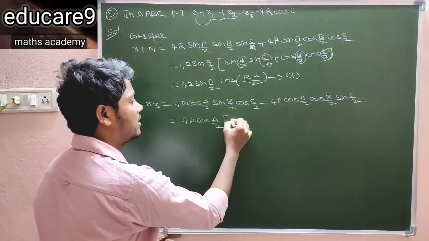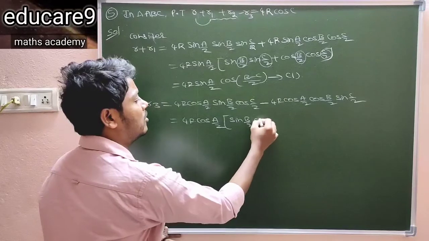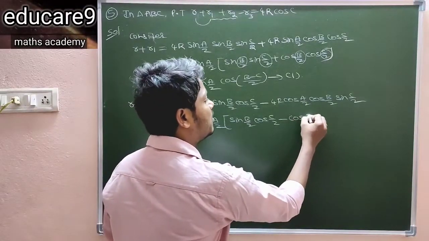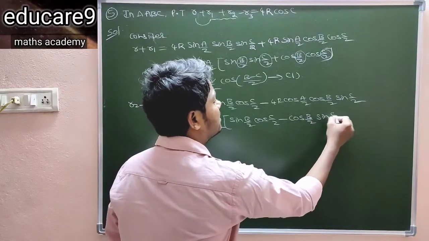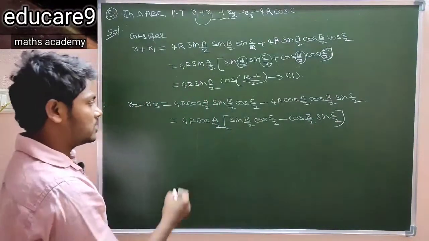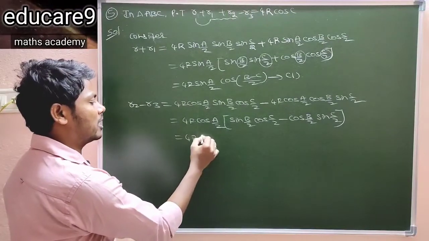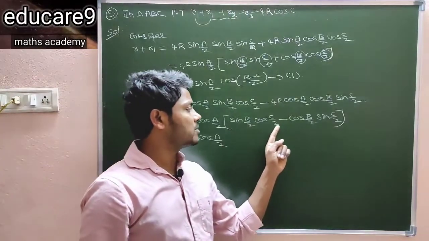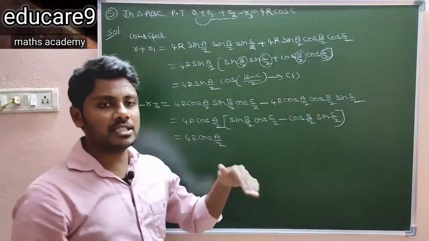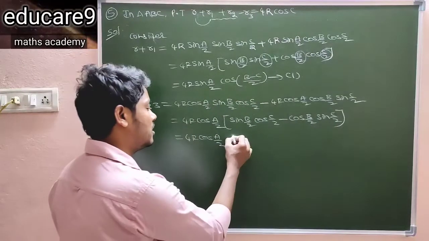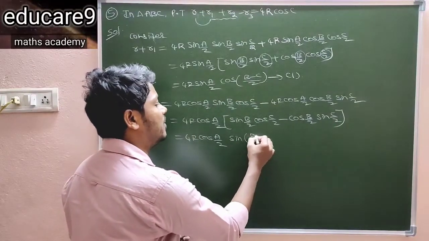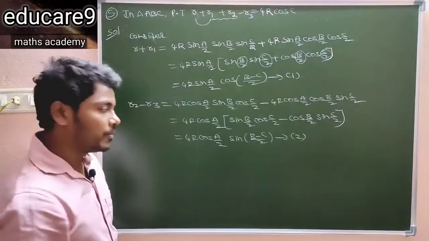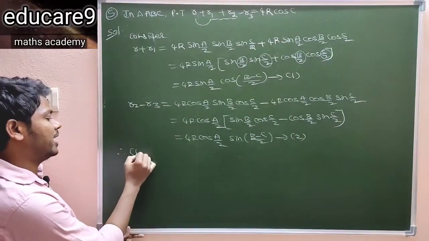You will get sin B by 2 cos C by 2 minus cos B by 2 sin C by 2. So this is what? 4R cos A by 2 into, it is in the form of sin A cos B minus cos A sin B. That is sin of A minus B. So here this is sin of B minus C by 2. This is equation 2. Now, therefore, we have to add 1 and 2.